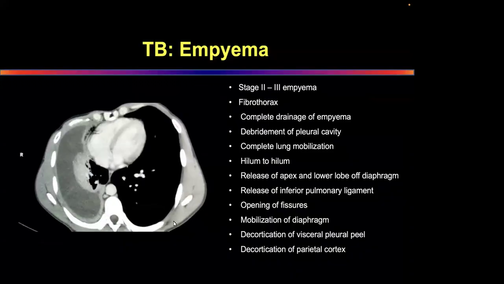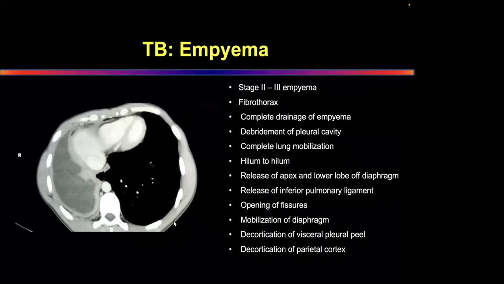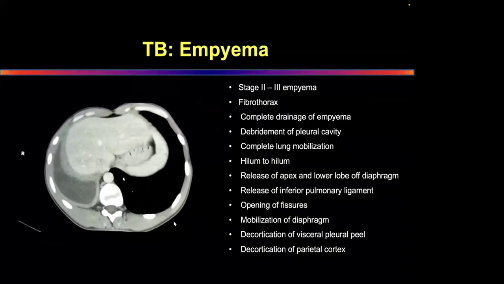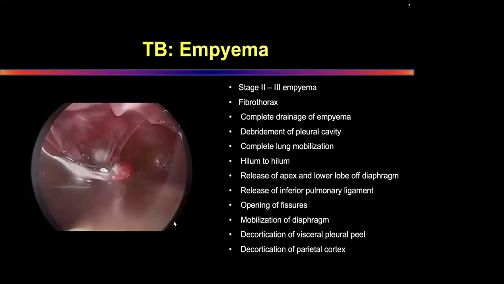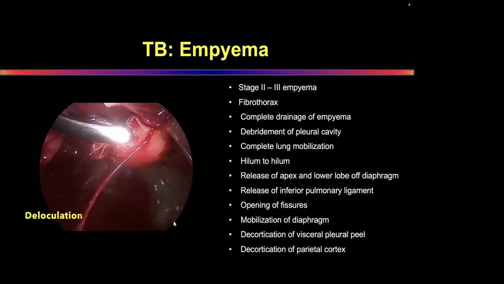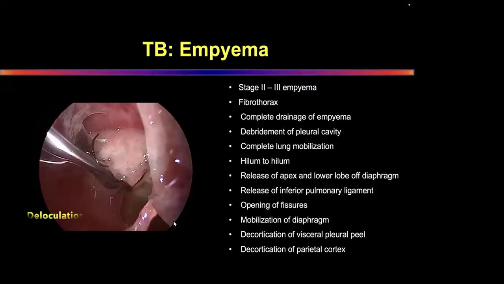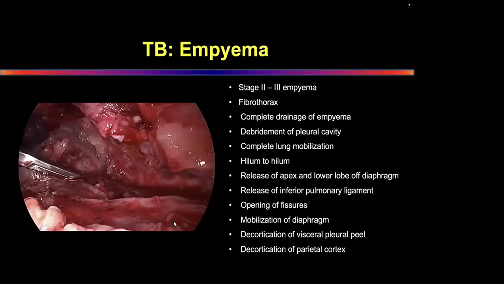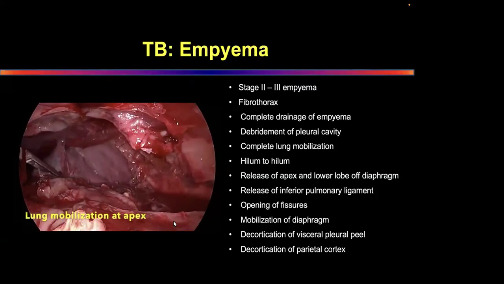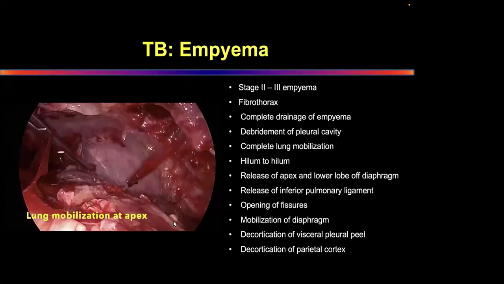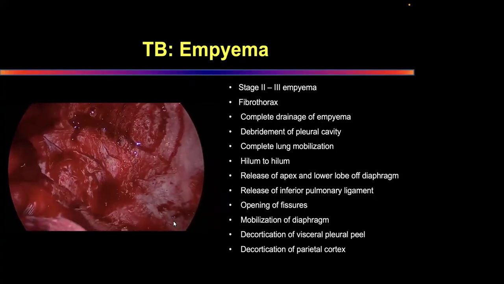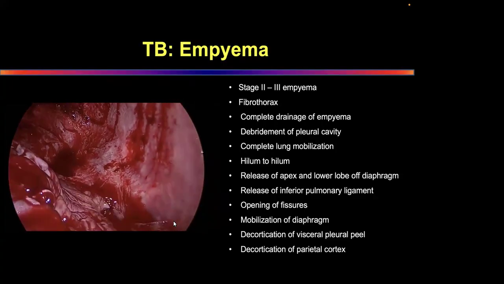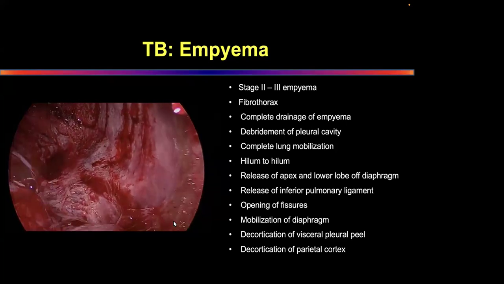VATS decortication for TB empyema or pyogenic empyema is done for stage 2 or 3 empyema. Even in patients with fibrothorax, where the ribs are constricted, we can do it by camera. We go in, deloculate the cavity, drain the whole of the empyema, remove all the pleural muck and do a complete debridement of the pleural cavity.